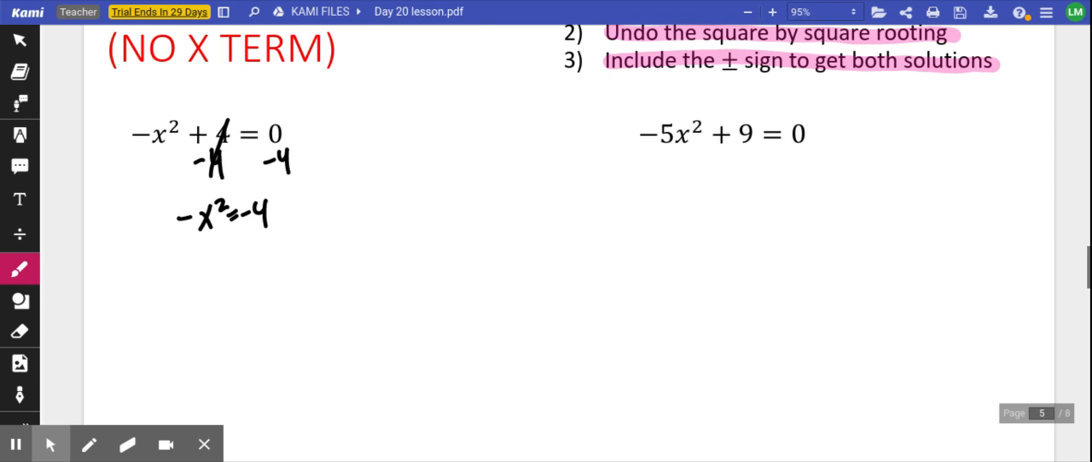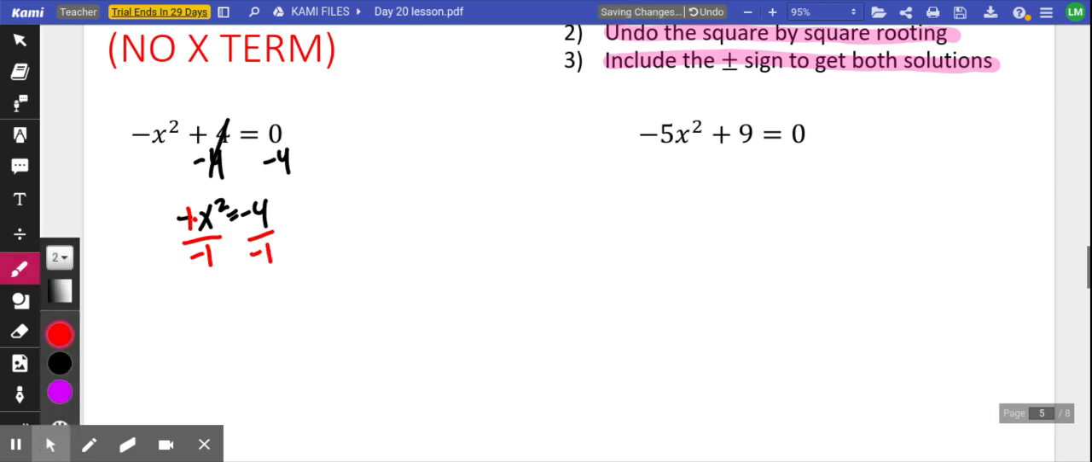Now, here's the thing. I still don't have an isolated x squared because I have a negative, which means basically negative 1 times x squared. I don't like that. Let's go ahead and divide both sides by negative 1 to move that negative sign to our other side. At this point, I have x squared equals 4. Okay, step 1 is done. We've isolated the x squared.